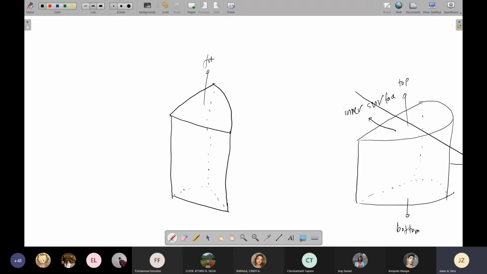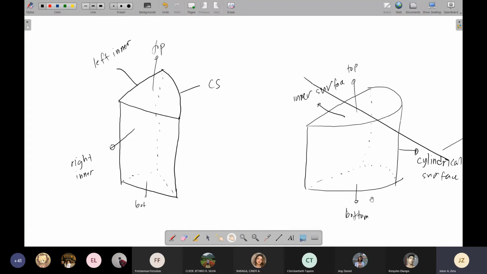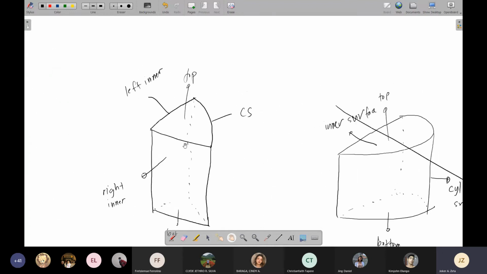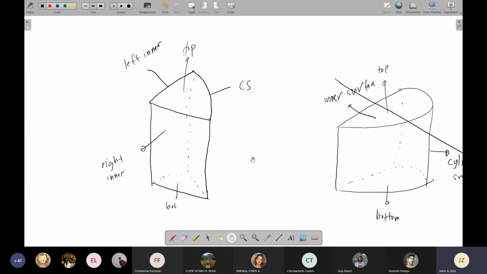You have the top surface, the bottom surface, and the cylindrical surface. You also have what we can call the left inner surface and the right inner surface. So this time, there are five surfaces. The cylinder is easier as a whole, with just three surfaces. But the more you chop the cylinder, the more surfaces there are. For the cylinder, there will be a maximum of 5 surfaces if we chop it up.